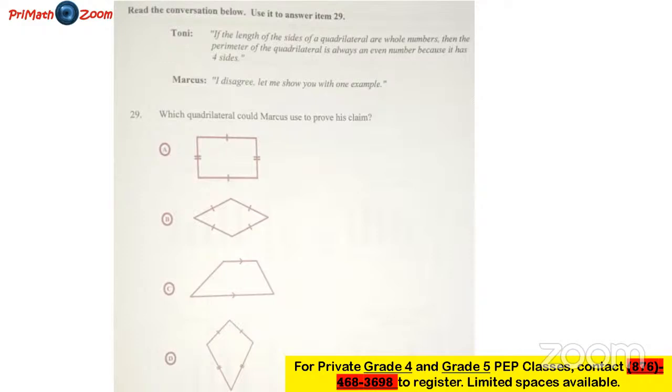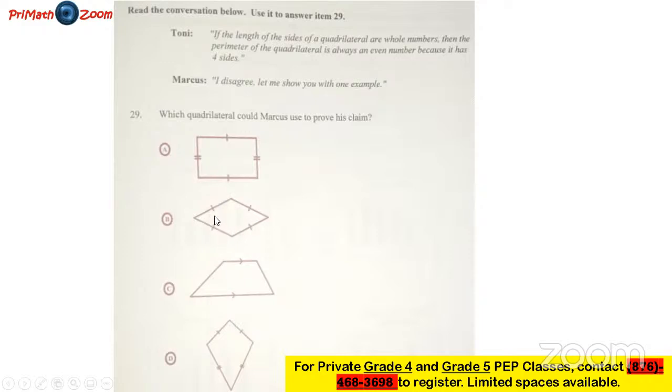So in a rectangle here, let's see what Tony had said, the length of the sides of quadrilaterals are a whole number. So if this is 2, 4, 2, 4, then the perimeter is always an even number because of the 4 sides, right? Either we have 2 pairs of parallel sides or 2 or 4 equal sides. Good. So this one, Marcus could not use this to prove his claim because this one would match what Tony says.